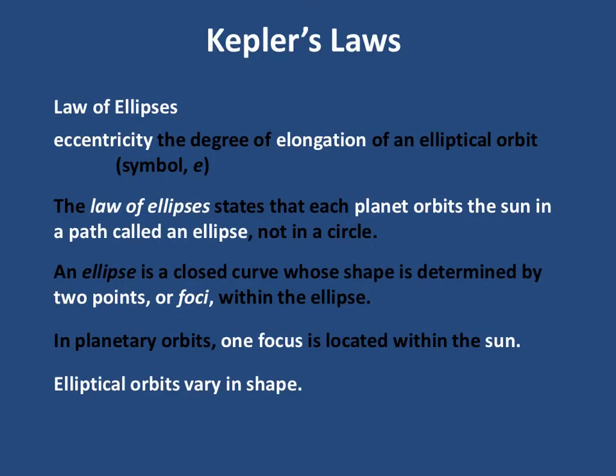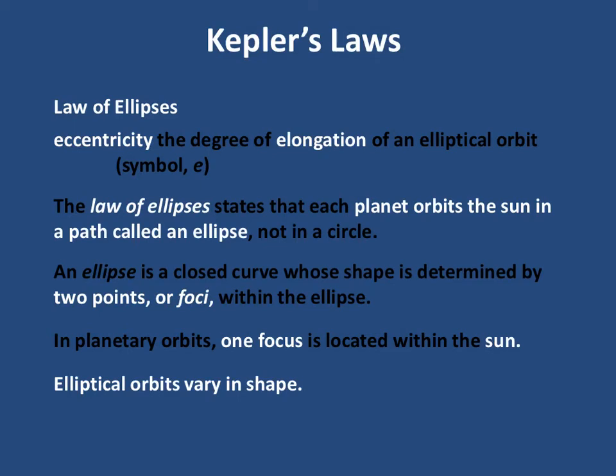There are a few laws that we use to think about objects moving in the universe. Three of these laws are from a gentleman named Johannes Kepler, probably one of the most famous early planetary scientists, or astronomers, really, that we have. Johannes Kepler's first law is called the law of ellipses.